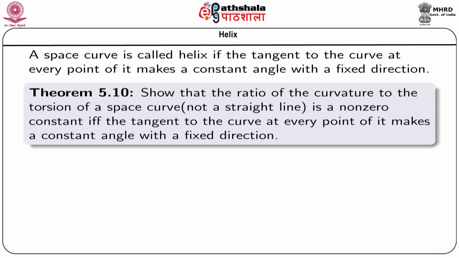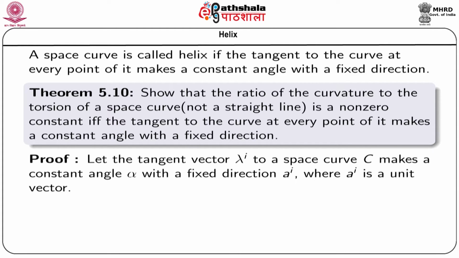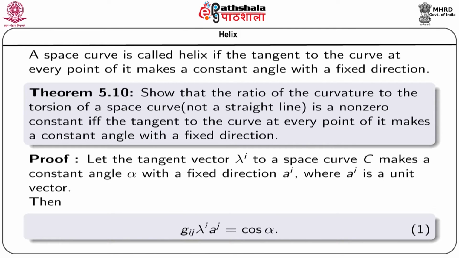So, now we shall try to prove this theorem. Let the tangent vector lambda I to a space curve C make a constant angle alpha with a fixed direction A I, where A I is a unit vector. For the sake of simplification, we are considering that A I is a unit vector. Then by definition g I j lambda I A j equals to cos alpha.